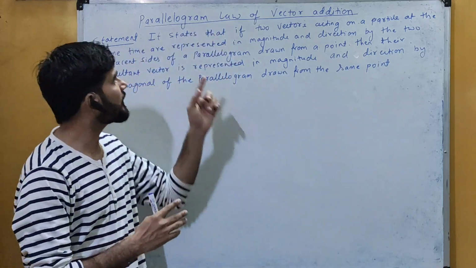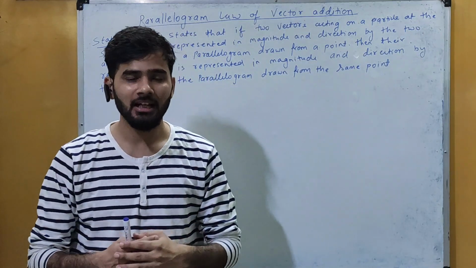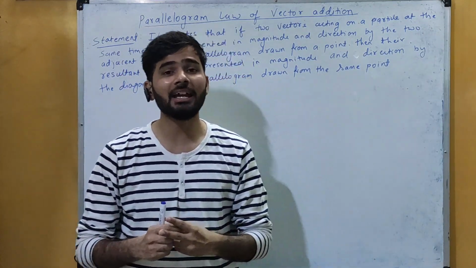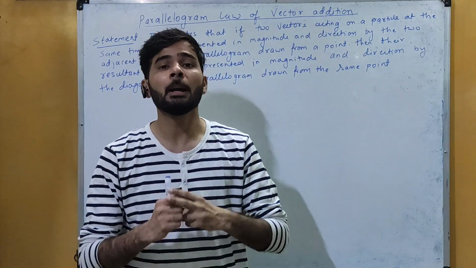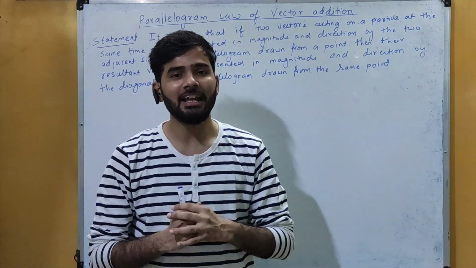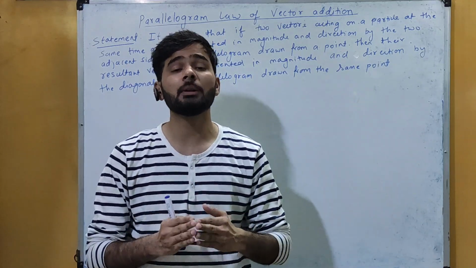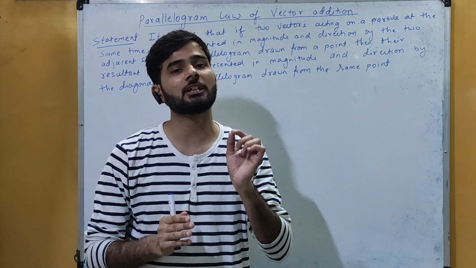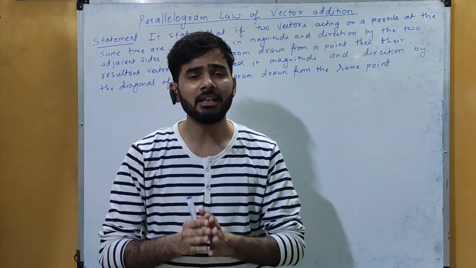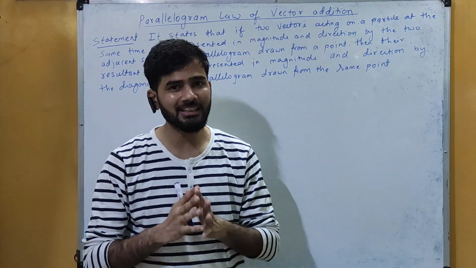Now we have another law, that is the parallelogram law of vector addition. Now the name suggests, हमारे पास दो जो वेक्टर्स हैं, that will be the two sides of the parallelogram, इसलिए हमने यहाँ पर नाम दे दिया, parallelogram law of vector addition. And one more important thing here, that in this case the two vectors will be co-initial, means they are starting from the same point. Okay, so now look at the statement of the parallelogram law of vector addition.